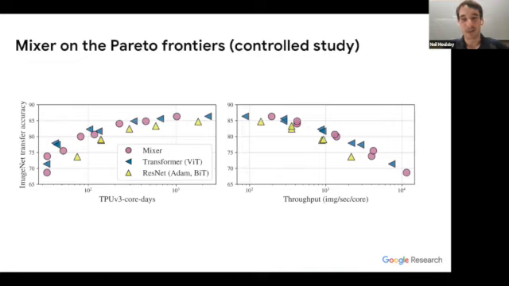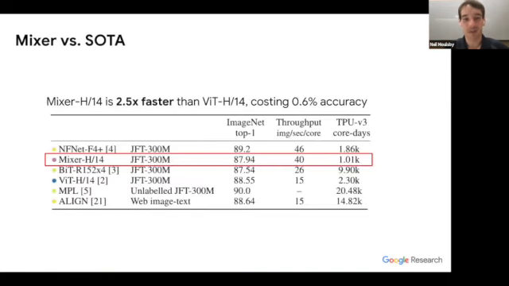But again, we were kind of surprised to see that once trained with a sufficient amount of data, it lay on the same Pareto frontier, both in terms of training costs and in terms of inference throughput, as the transformer, and it outperformed ResNets. And this was a carefully controlled study, but if we compared to state of the art, the model was also in the mix with these super specialized networks from various different groups, also training on JFT.